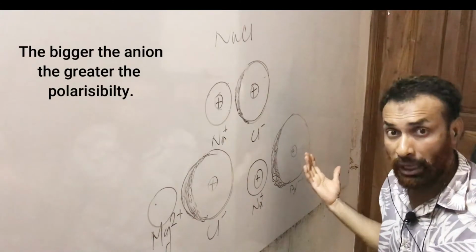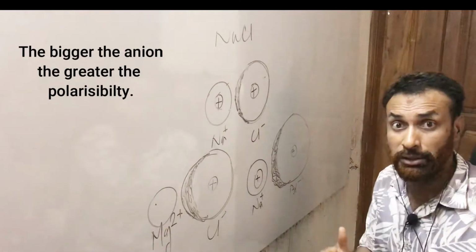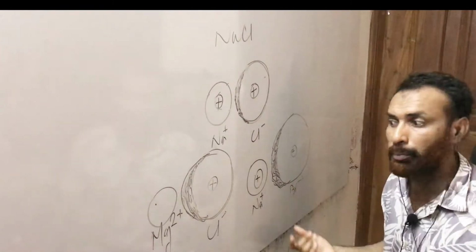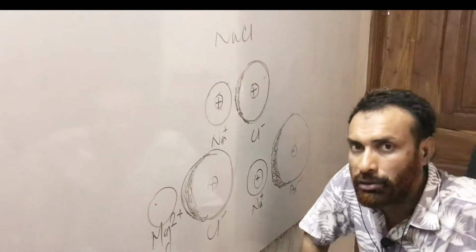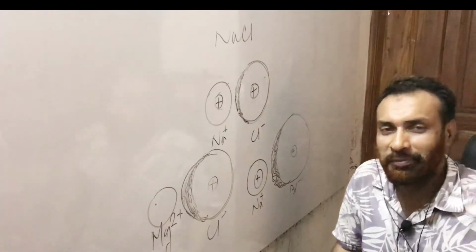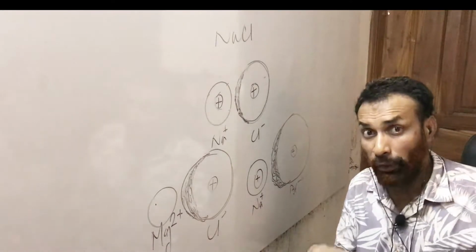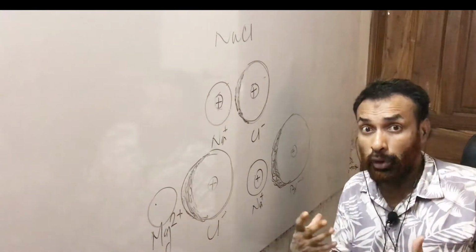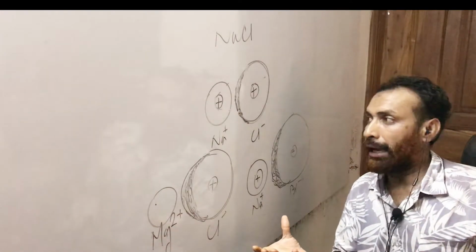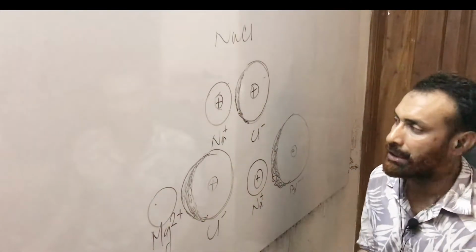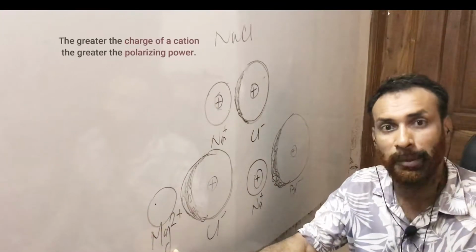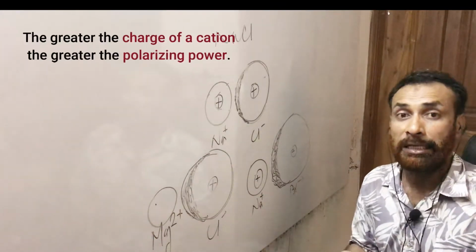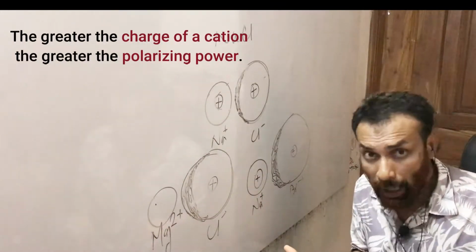Big size would have greater polarizability, and covalency would be greater in the compound. And for cations, what do you get? If the cations have greater charge, then what would happen? That would have greater polarizing power. And compare here sodium with magnesium: sodium is +1, magnesium is +2. So magnesium would have stronger polarizing power.